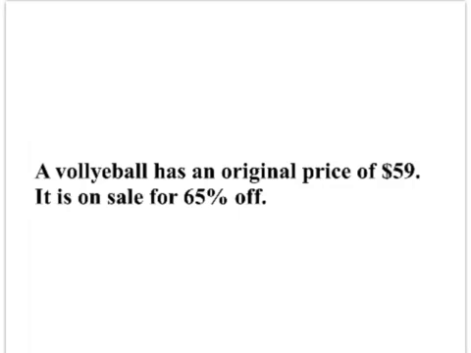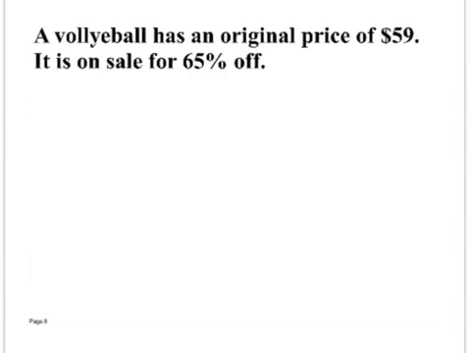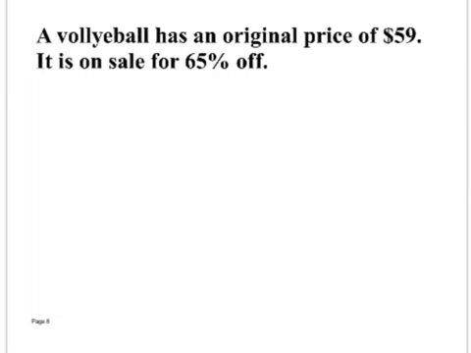Okay, write this one. A volleyball has an original price of $59. It's been sitting on a shelf for a while, so they put it on sale for 65% off. So what I need to do is find out how much they took off. I take 0.65 and find out what 65% of 59 is. I find that it is $38.35.